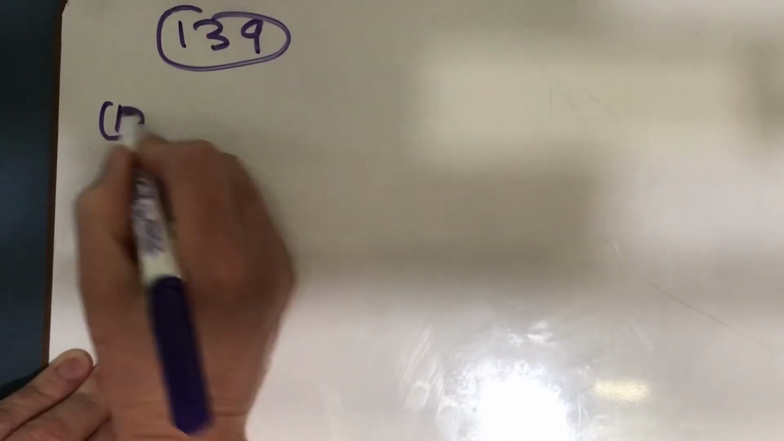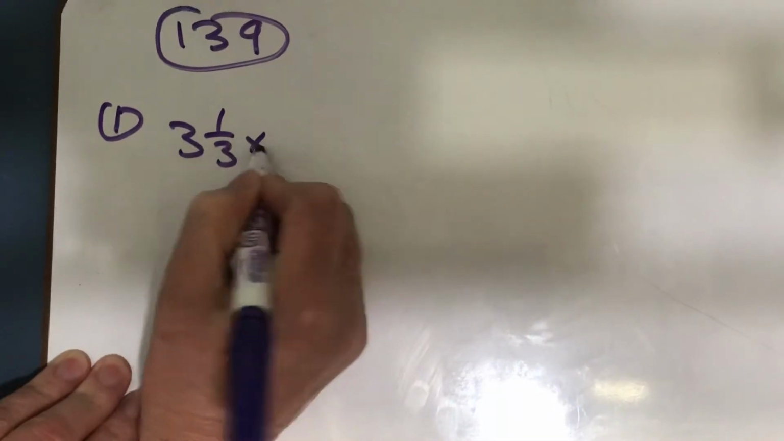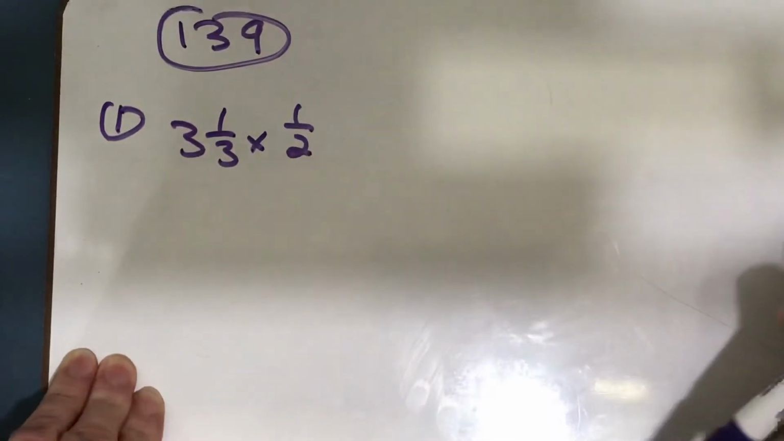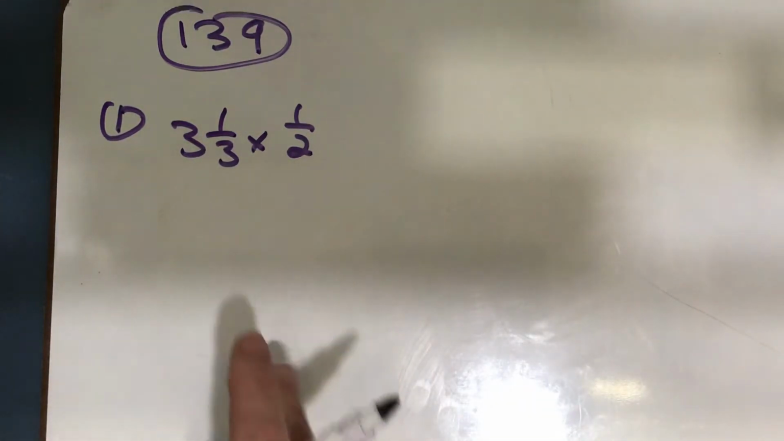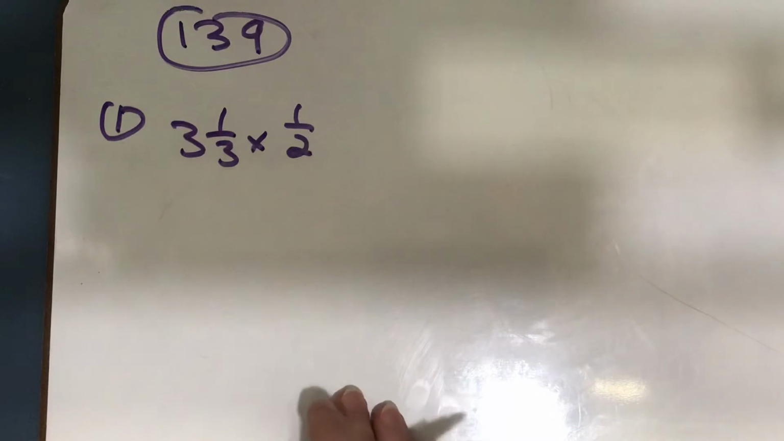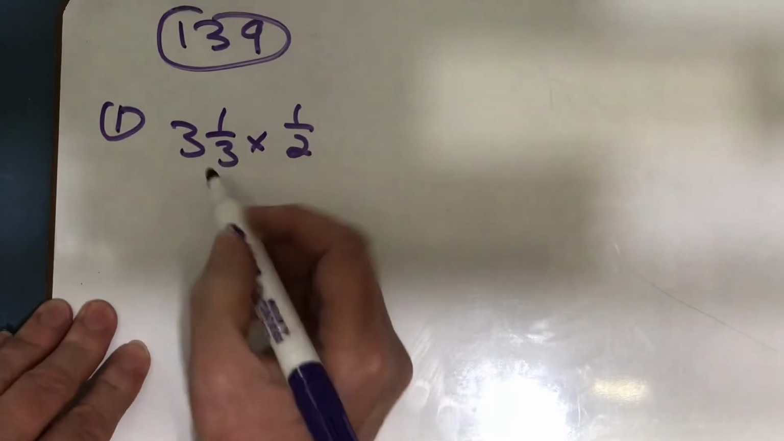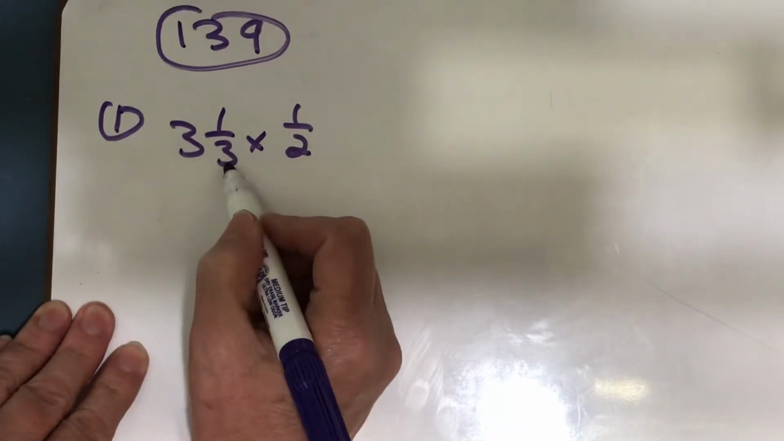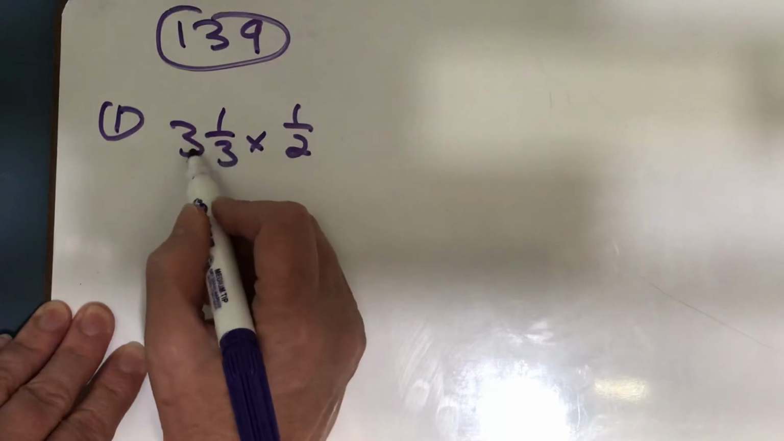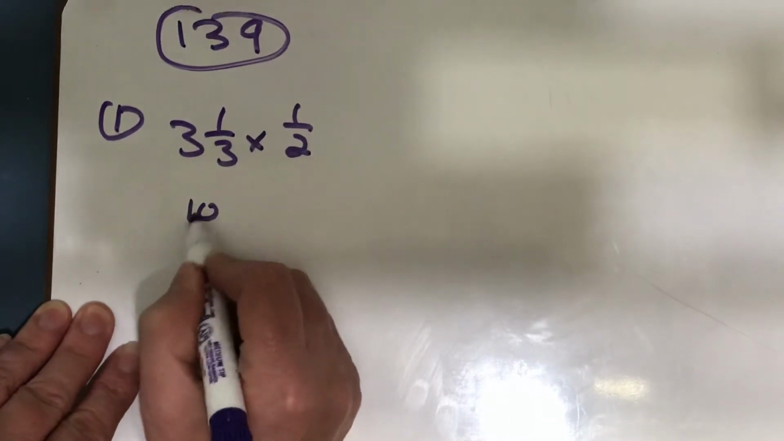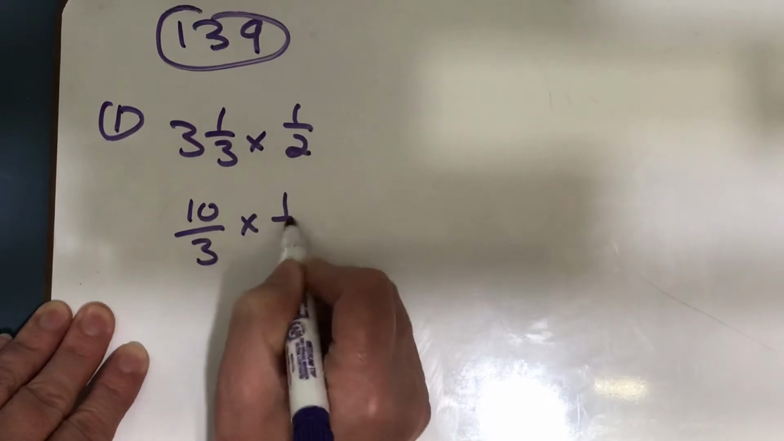So this is page 139. Number 1, 3 1/3 times 1/2. When we multiply by mixed numbers, we have to change them to improper fractions. That's my first step, is to change 3 1/3 to an improper fraction. And remember, to do that, I multiply the whole number times the denominator, that's 3 times 3, and add my numerator, plus 1, so equals 10. So 3 times 3 is 9, plus 1 is 10 thirds times 1/2.